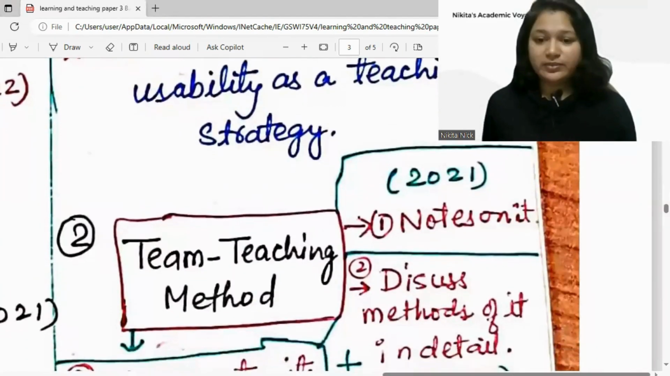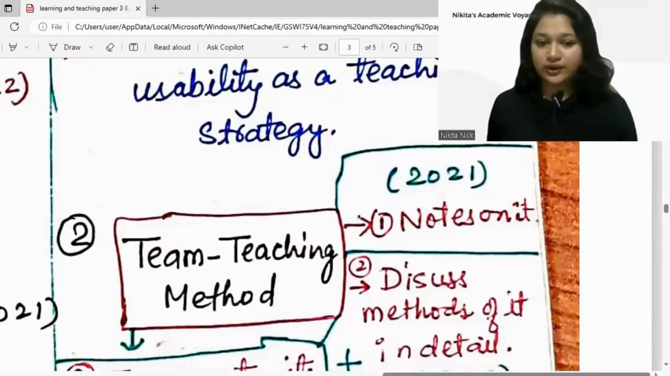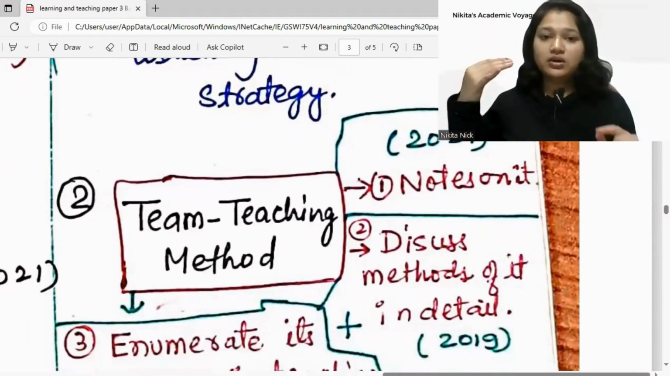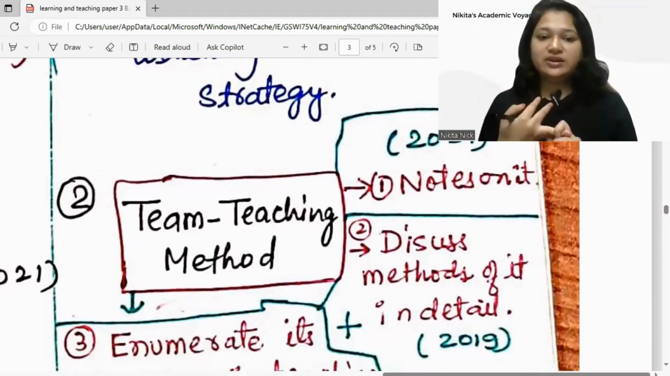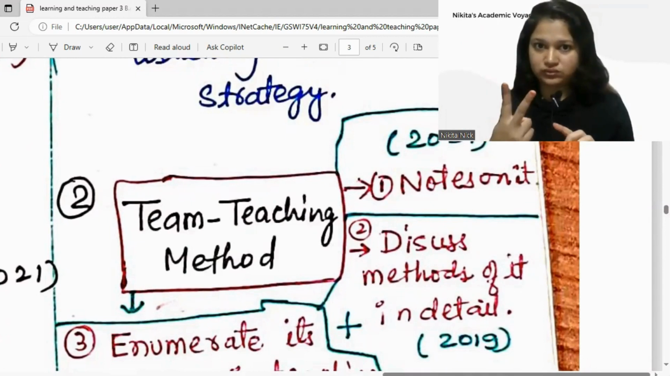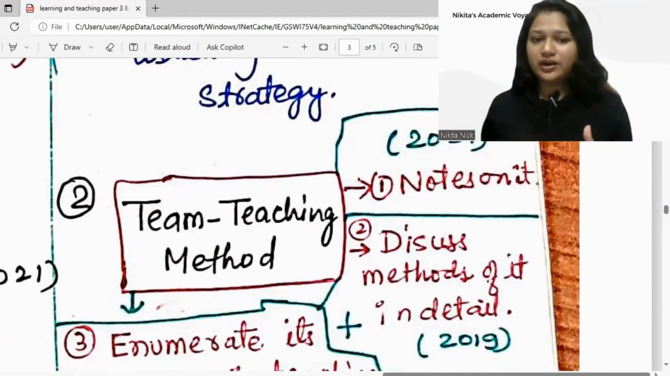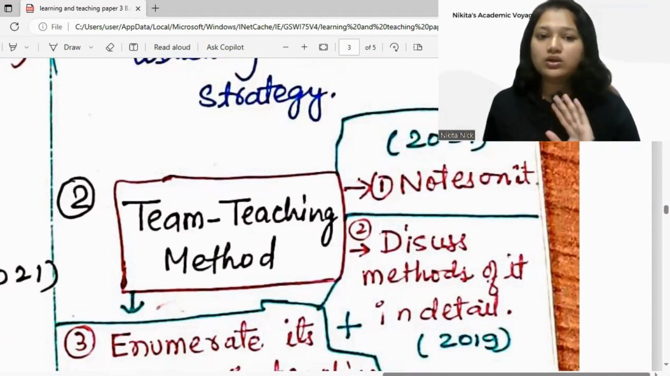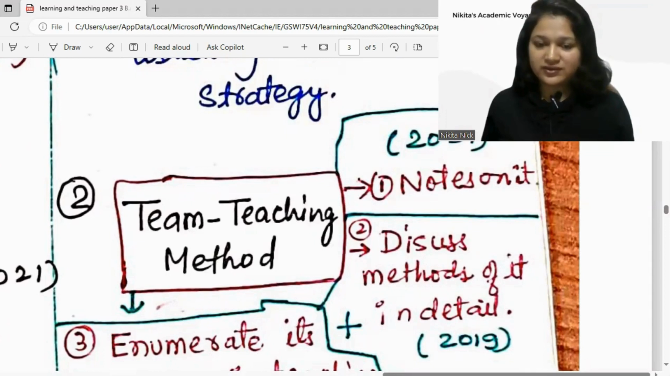Next is team teaching method. You have to write a note on it. In 2021, it was asked. So they can ask like, explain lecture method and explain team teaching method in short notes. So in one question, you are getting 2 topics, team teaching method and lecture method. So just prepare it thoroughly. If you are preparing strategies of teaching, then prepare all the topics which are given in your syllabus.